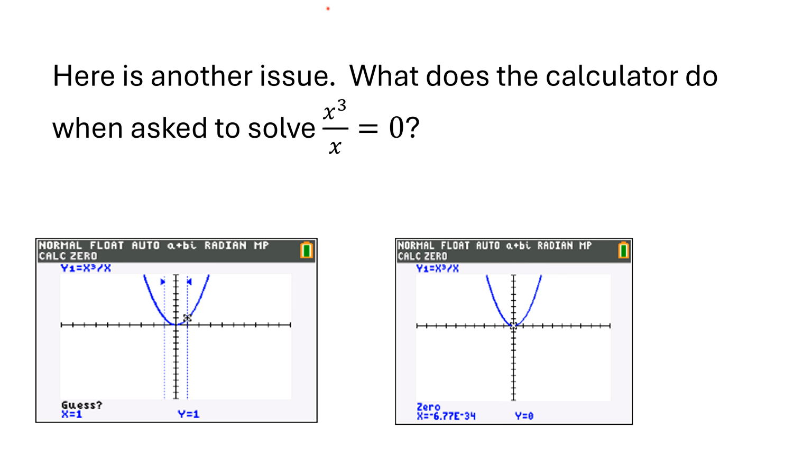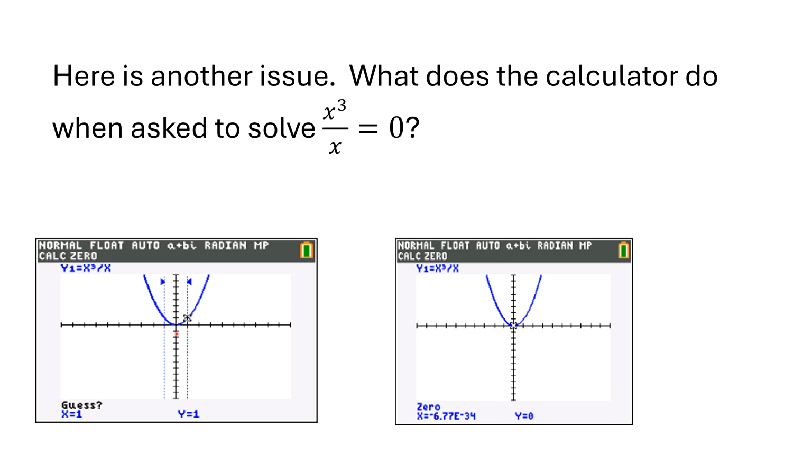Now, here's another issue. What does the calculator do when asked to solve x cubed over x equals 0? Well, I hope that all of you are saying that can't happen because I can't divide by 0. When x is 0, I can't divide. And it looks like if I cancel x with x cubed, I'd have x squared, which would take me to 0. So again, it's going to draw a nice little parabola.